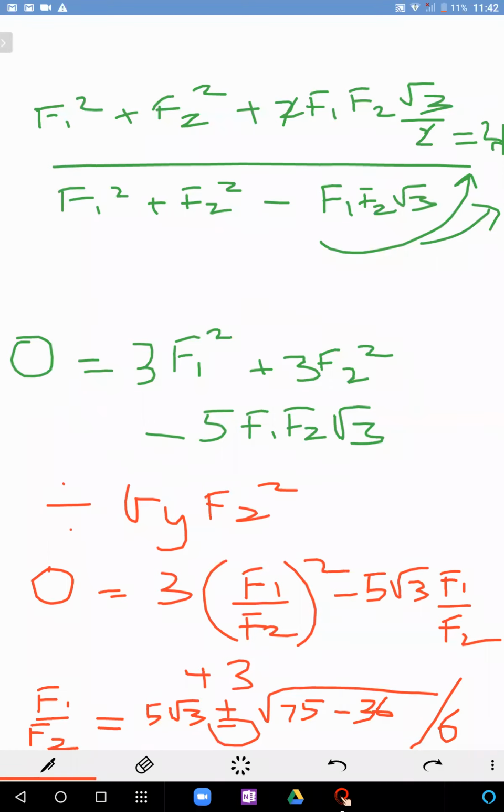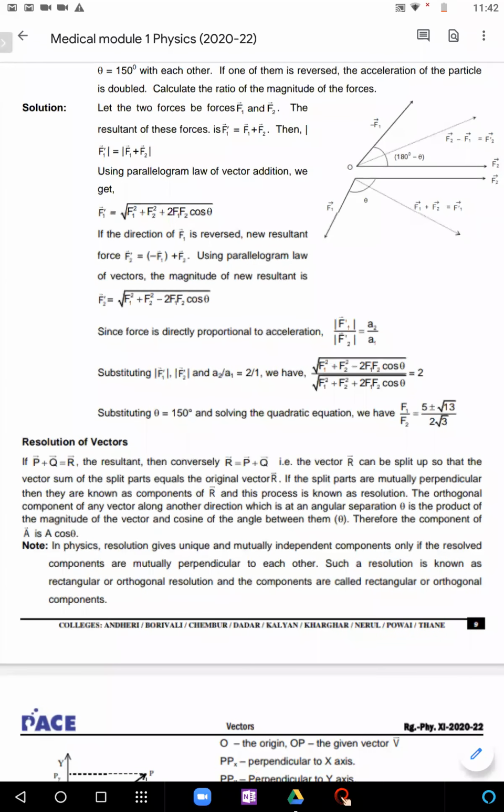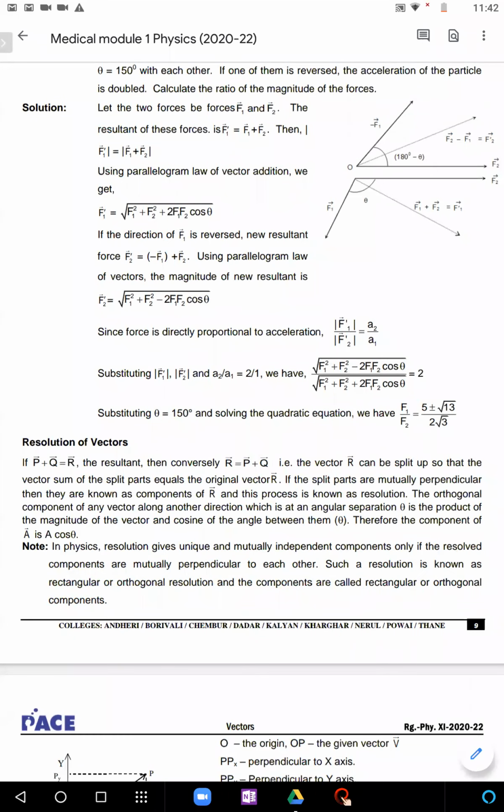इसमें I think they might have neglected the negative root. Okay. Yeah, they've kept the root. Yeah. Sorry.